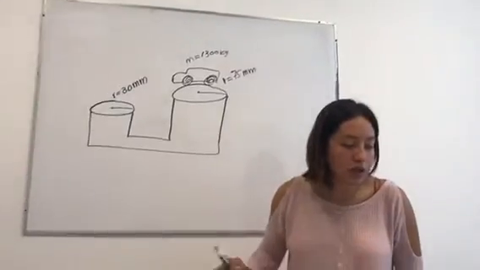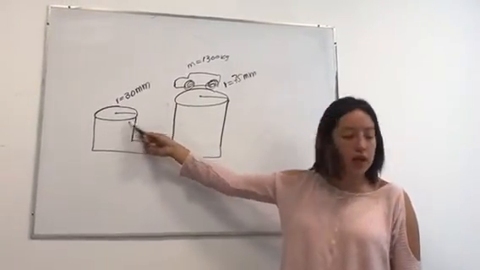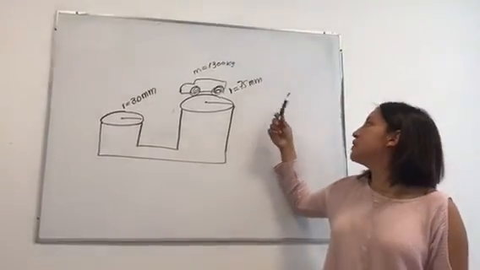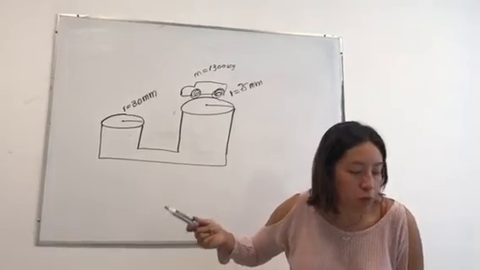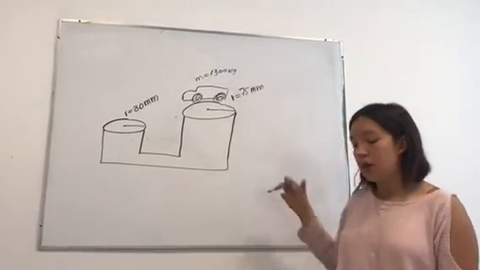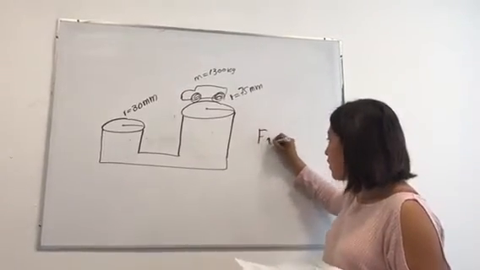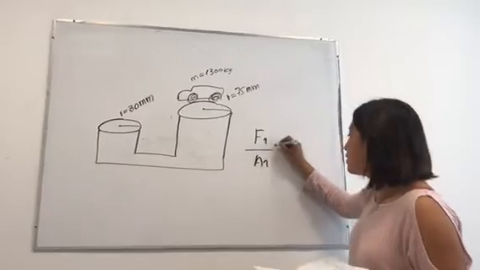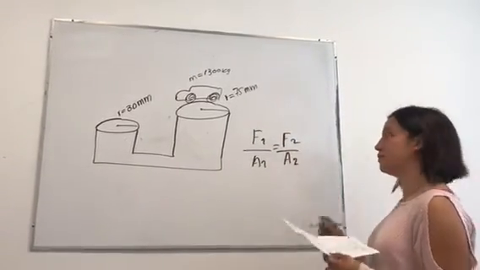It says that a hydraulic press has a 30 millimeter radius. This is the input one, and the outlet has a radius of 75 millimeters. So they are asking us what would be the input force to lift a truck of 1,200 kilograms. We're gonna use the Pascal principle that says that force 1 over area 1 is gonna be the same as force 2 over area 2.